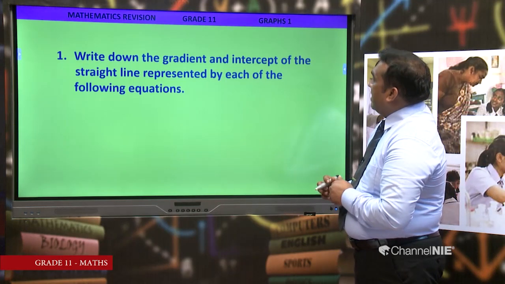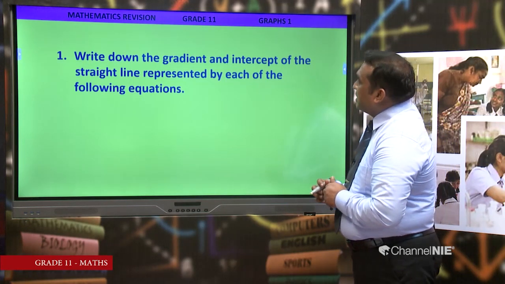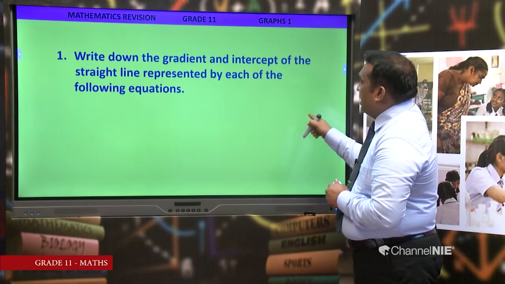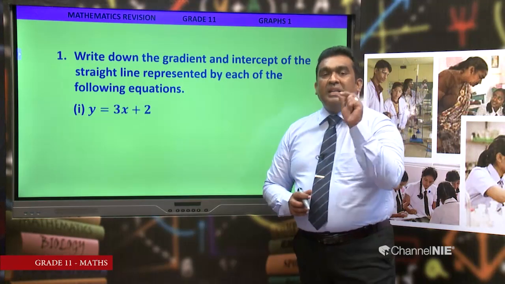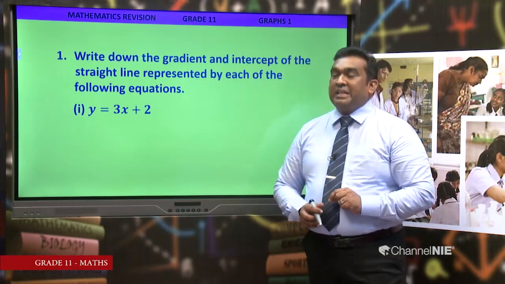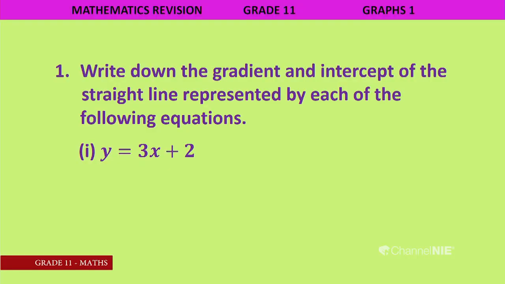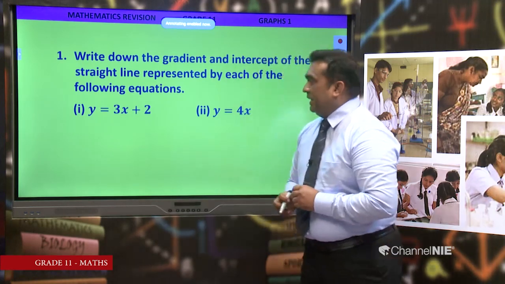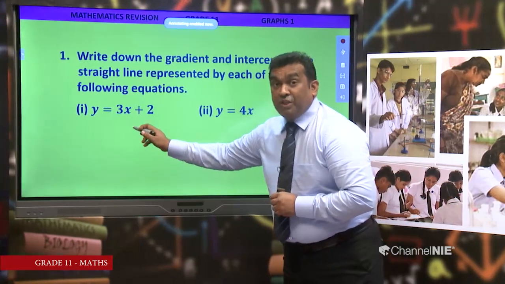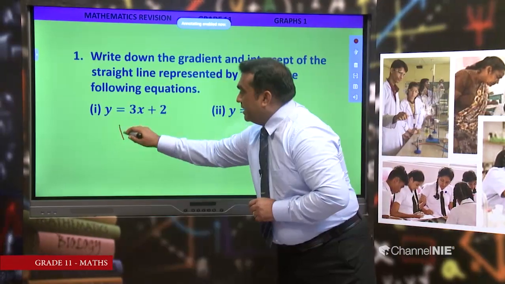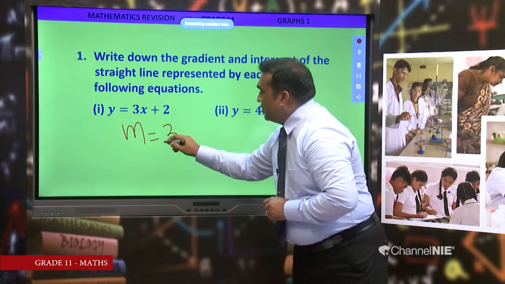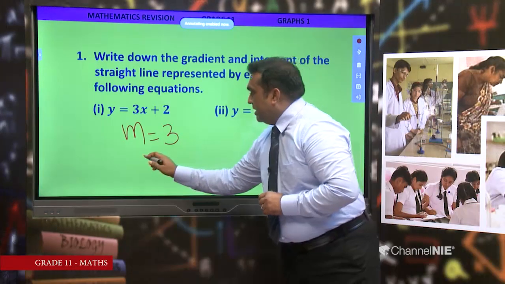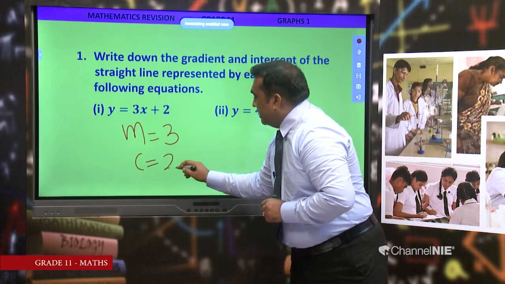Now, write down the gradient and intercept of the straight line represented by each of the following equations. There are two ways of finding the gradient of a straight line. The first one is using an equation. The second one is using the graph. Here, how do we find the gradient? According to our definition, the coefficient of x is the gradient, the number in front of x. Therefore, what is the gradient here? m equals 3. The gradient is 3. The intercept c, the number after the x, is 2.